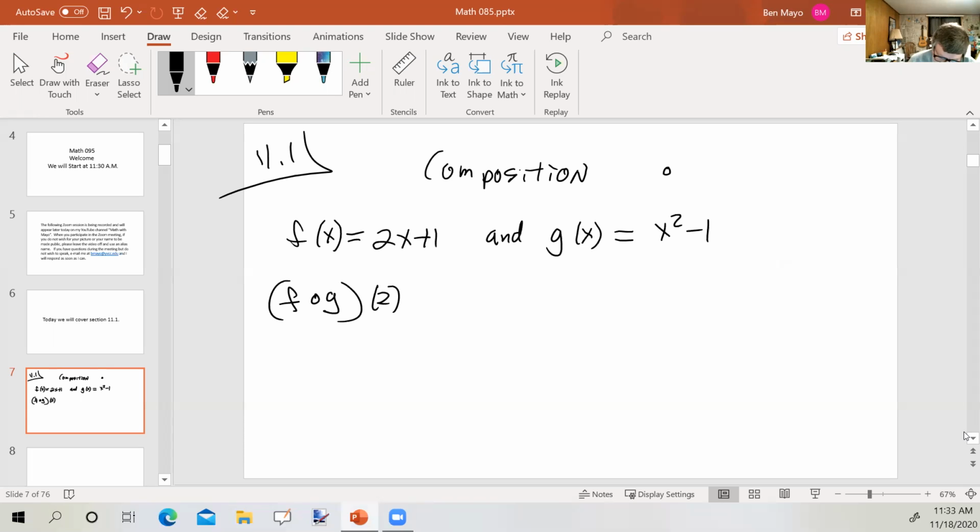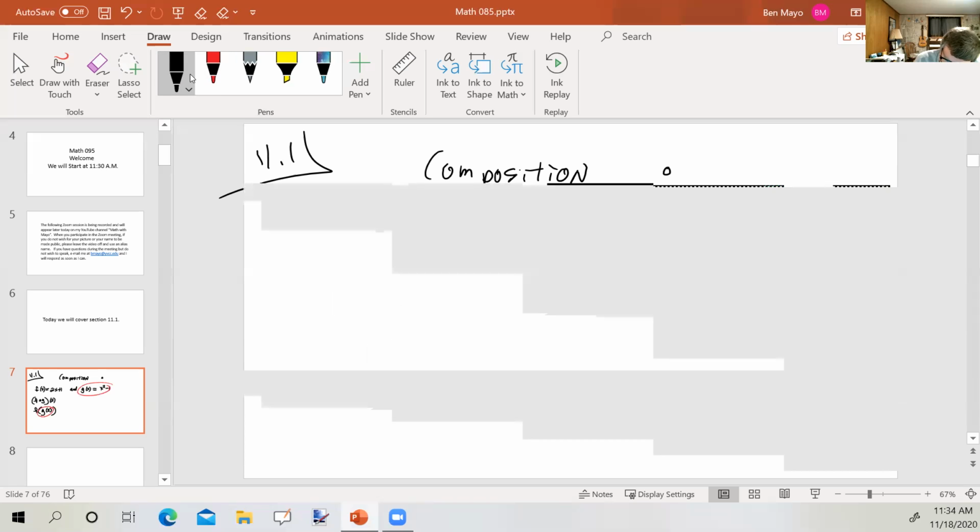Now, f composed with g means that we're going to find f of g. So f composed with g of 2 is going to be f of g of 2. What we're going to be doing today, it's not complicated, but you've got to get used to how things work, to the order in which things happen. Okay? So the next thing I'm going to do is figure out what is g of 2.